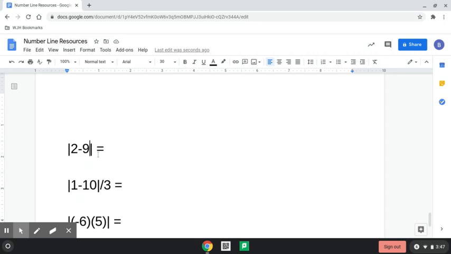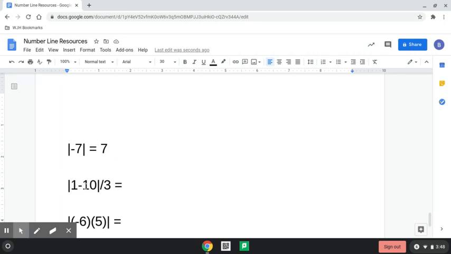So, looking at this problem, let's just think 2 minus 9. You can use a number line if you want. What's that equal? If you said -7, you were correct. Now, what is the absolute value of -7? If you said +7, you are correct. Remember, absolute value is the distance from 0. And in other words, if it's negative, you make it positive. If it's already positive, just let it stay positive. Remember the dog with the flower cone around it.